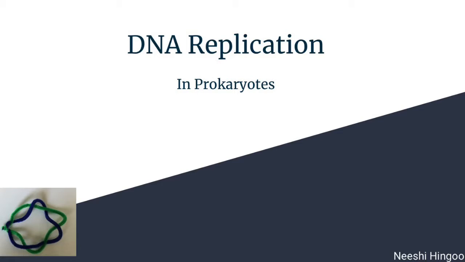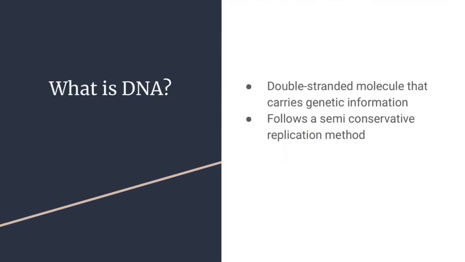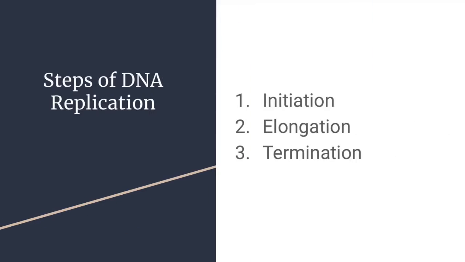Today I'll be talking about DNA replication in prokaryotes. DNA is a double-stranded molecule that carries genetic information. It follows a semi-conservative replication method where half of the DNA is from the old molecule and the other half of it is new nucleotides. During replication, DNA goes through 3 steps: initiation, elongation, and termination.